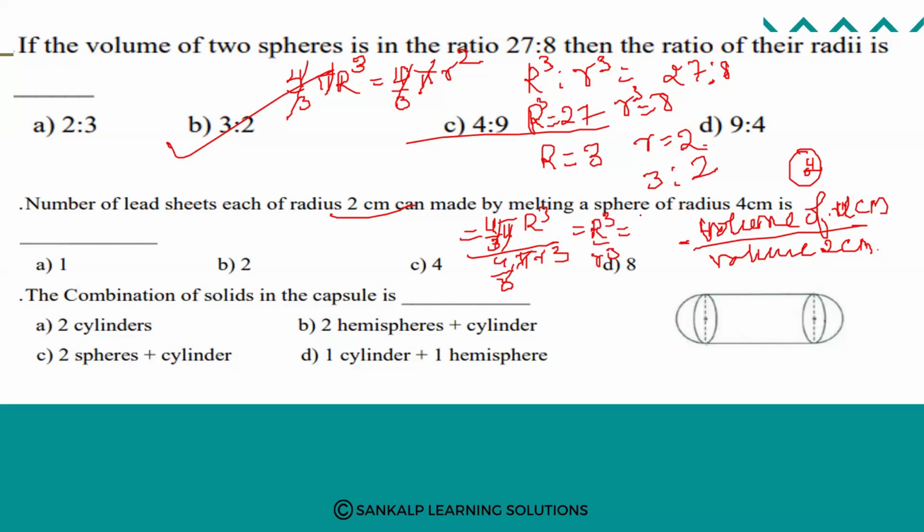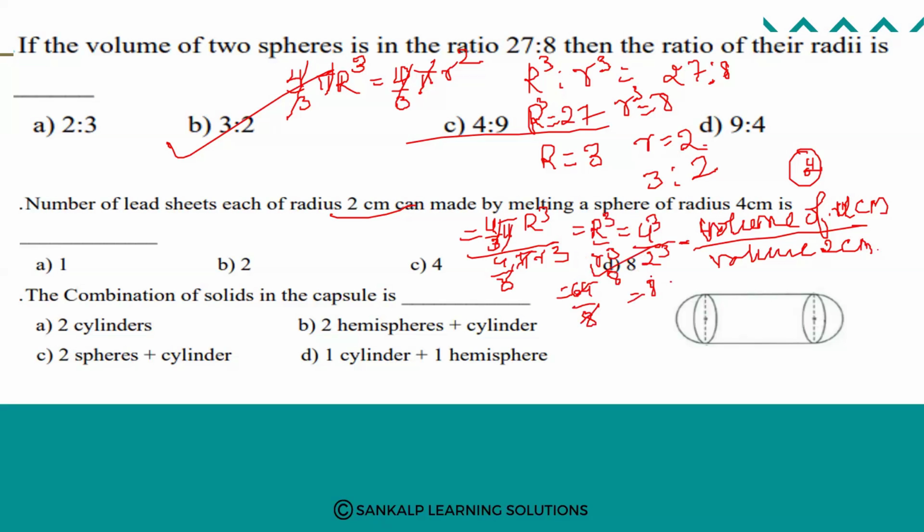So we know the radius of the first sphere, that is 4 cube divided by 2 cube. So that is 64 divided by 8, right? 8 ones are 8, eights are 64. That means 8 lead sheets can be made.